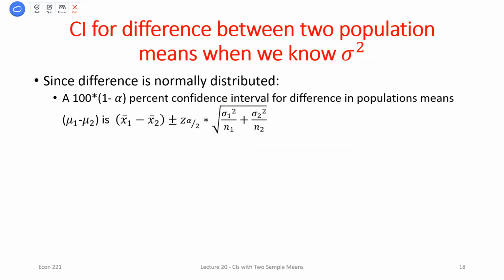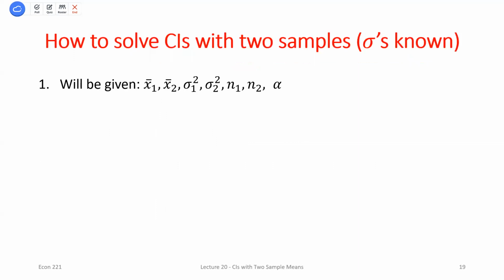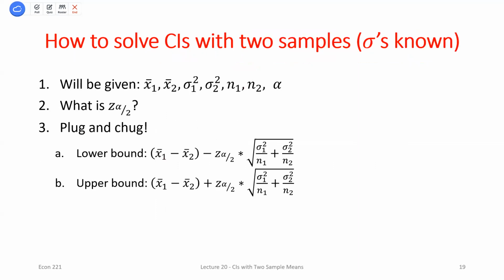So let's work through an example here. We put this all together. I already outlined this on the board. We can compare this to what we're doing with one population. Here are our generalized steps.